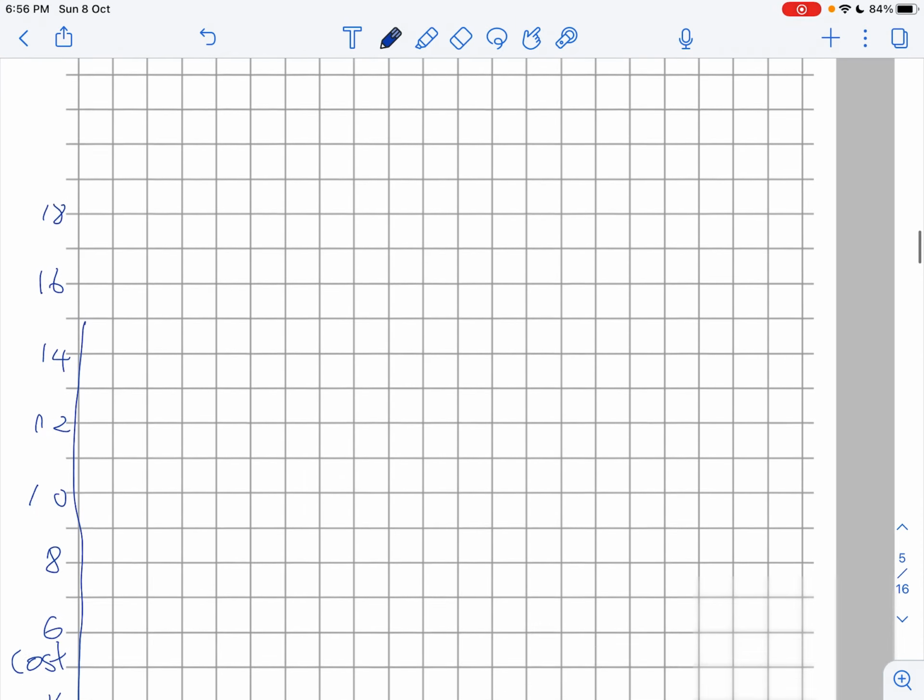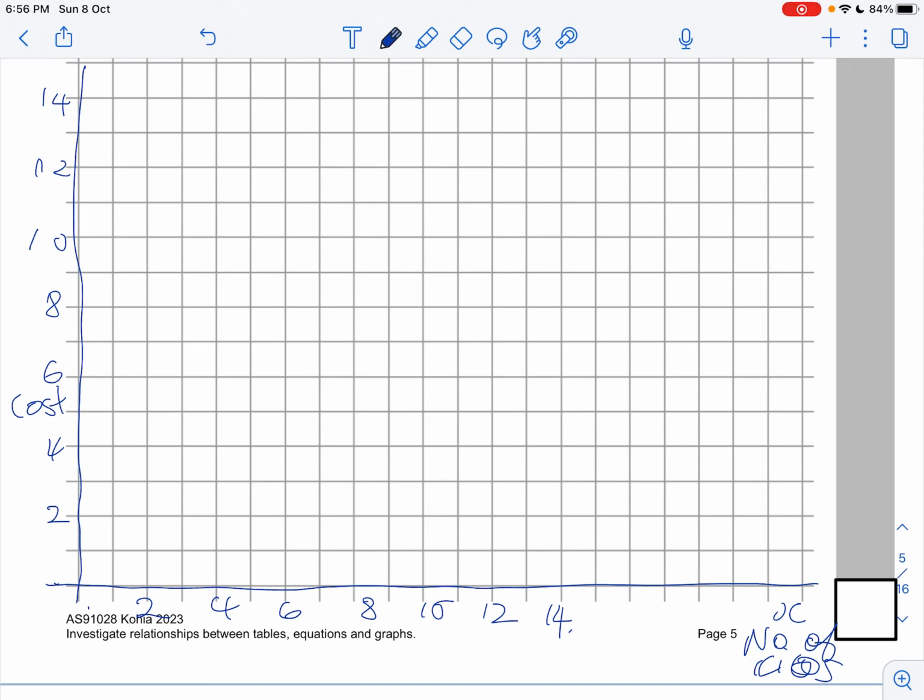0.5x plus 8. So our fixed cost, or our y-intercept, is 8. And our gradient is 0.5, so we can change that to a half. So for every 1 we go up, we go along 2. So we're going to go up 1 and along 2, and we can keep doing that if we like. And we're going to join that up.